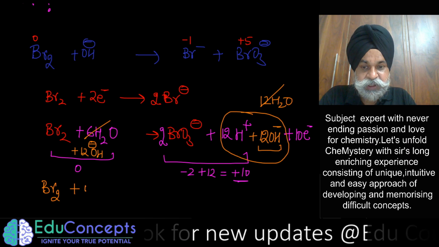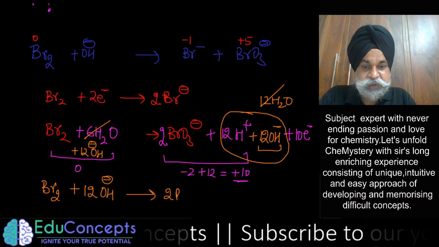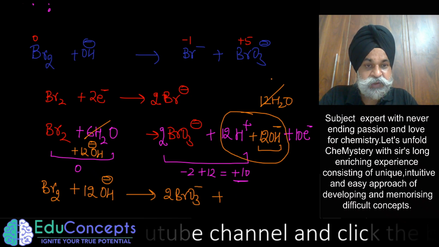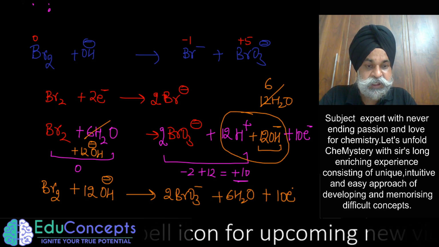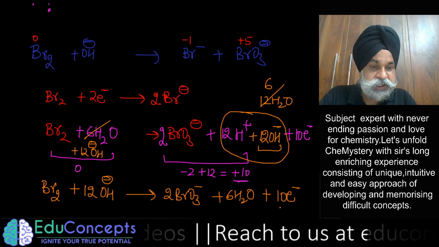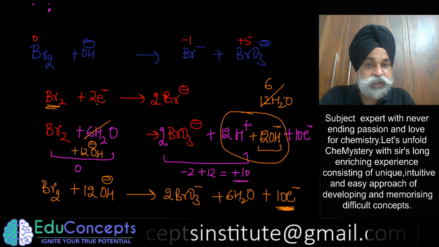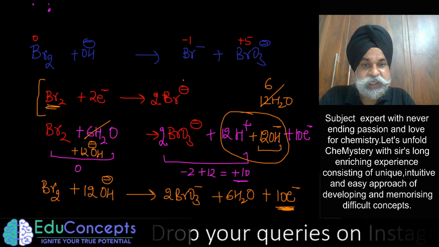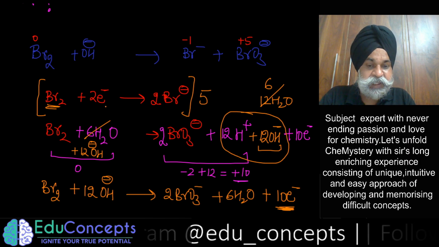Bromine plus 12 OH negative gives you 2 BrO3 negative, plus here you get 6 water and 10 OH negative, and 10 electrons. So 1 mole of bromine is losing 10 electrons, and 1 mole of bromine is gaining 2 electrons. So to balance this equation now, we have to multiply it with 5. If I multiply it with 5, it would become 10 electrons.